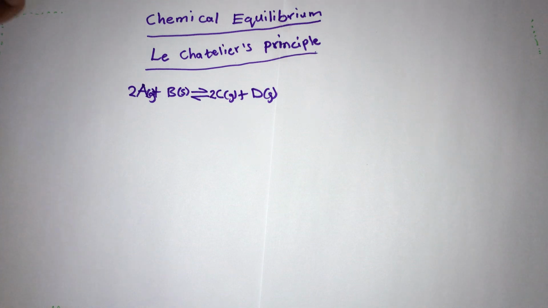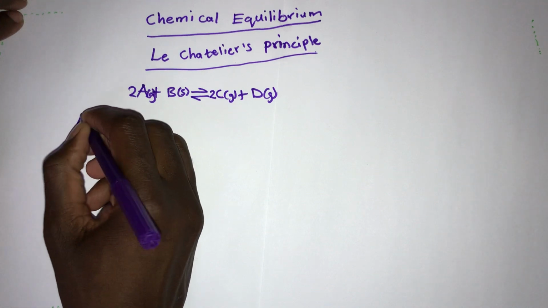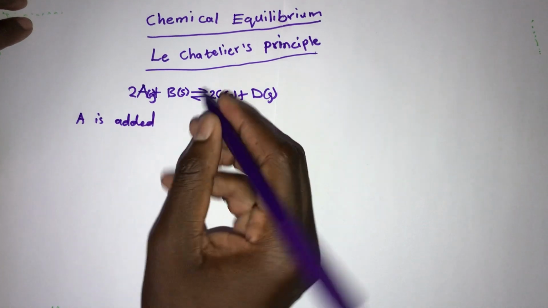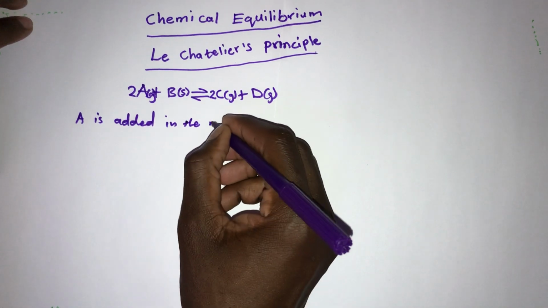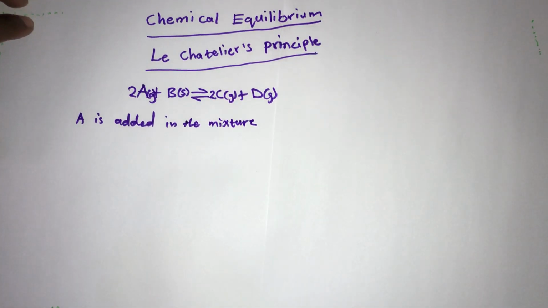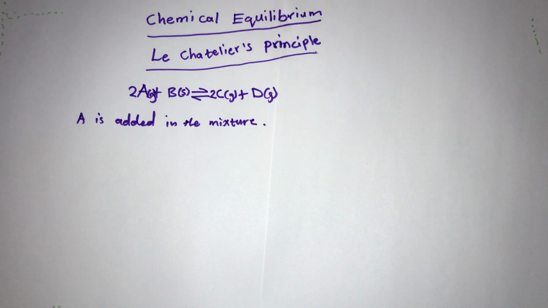So what's going to happen? Let's say A is added in the mixture of this reaction. Since A is added, it means that we are increasing the concentration of A. I want you to listen carefully here. We're increasing the concentration of A.